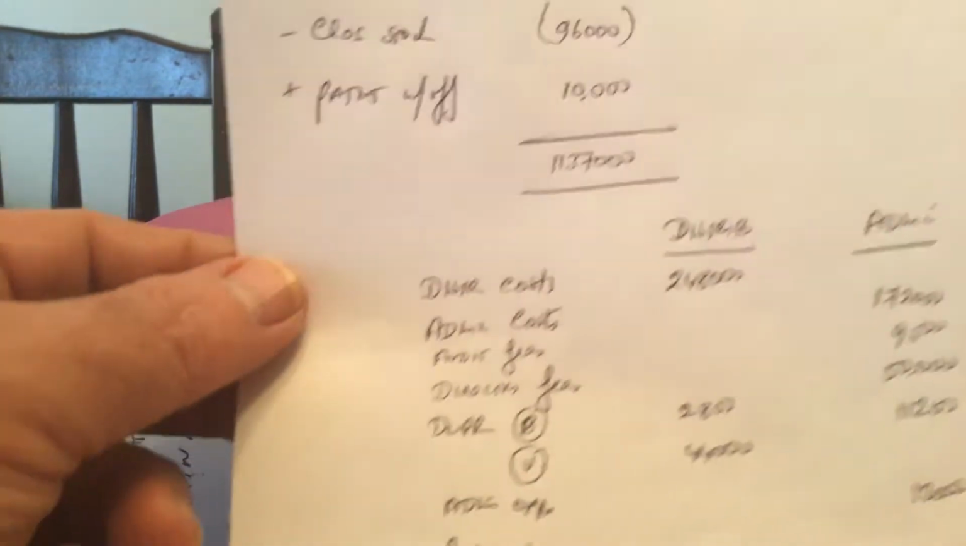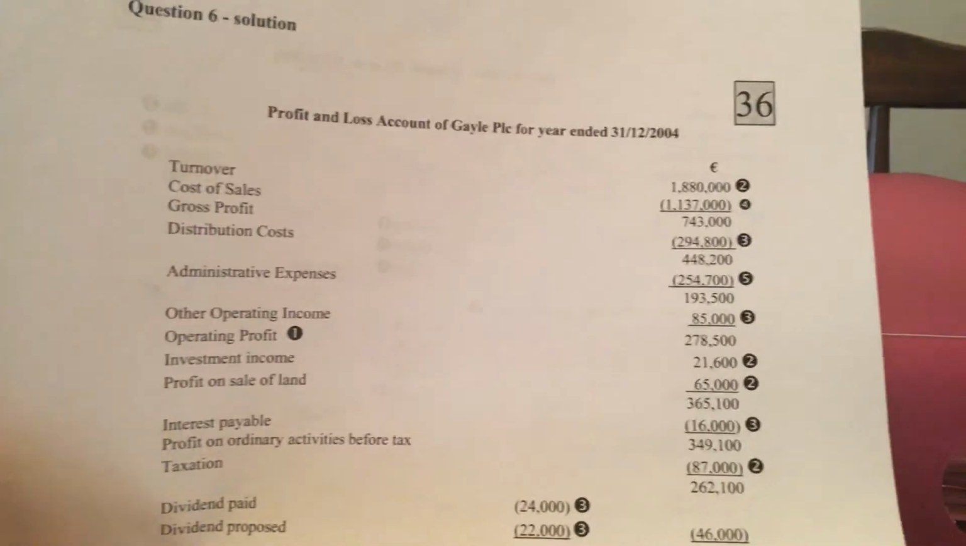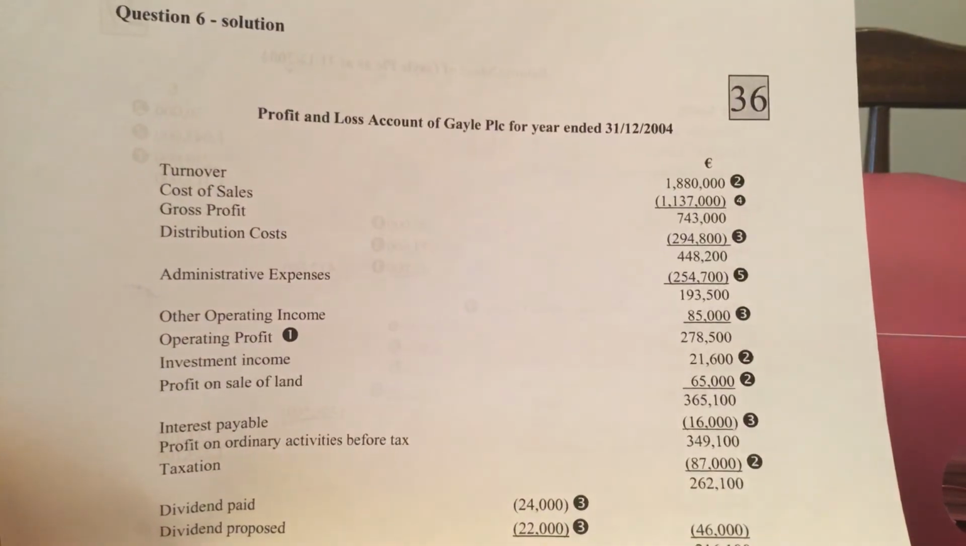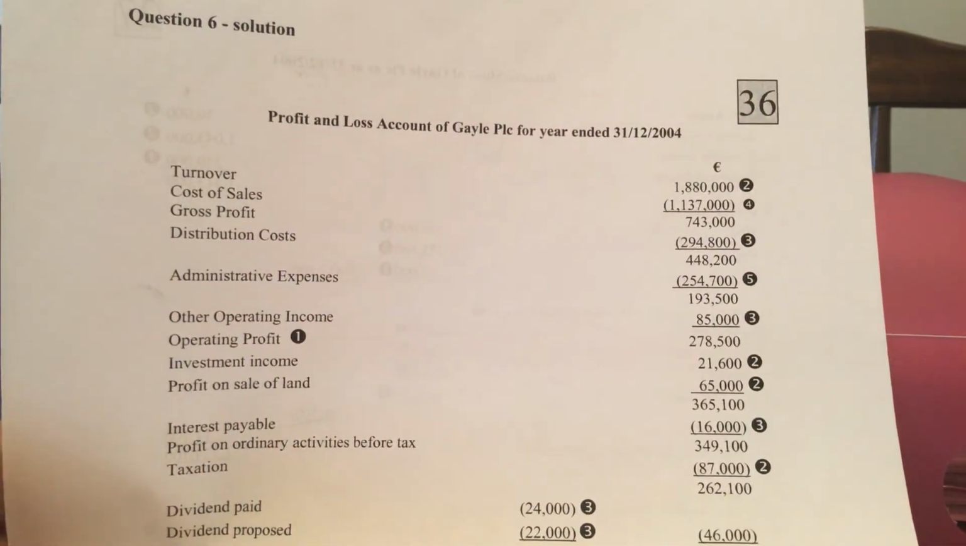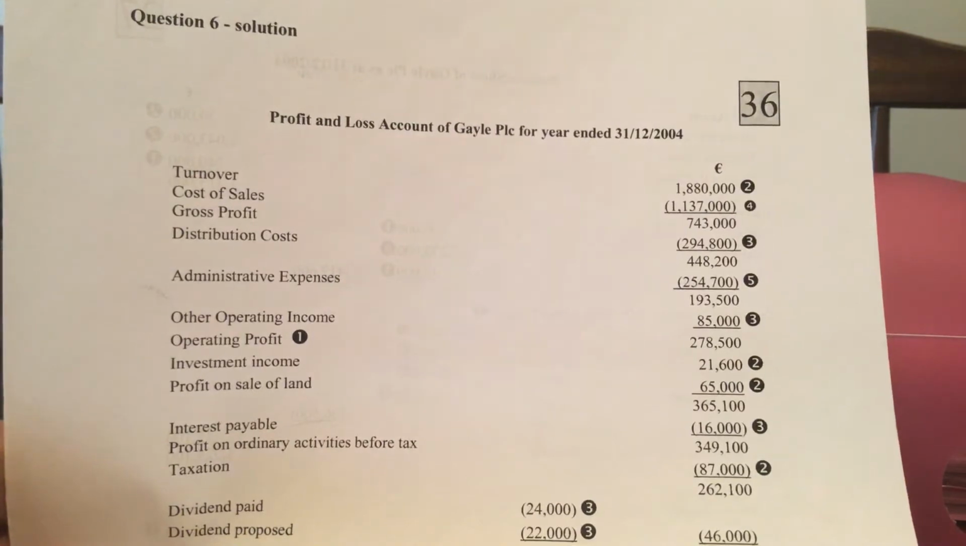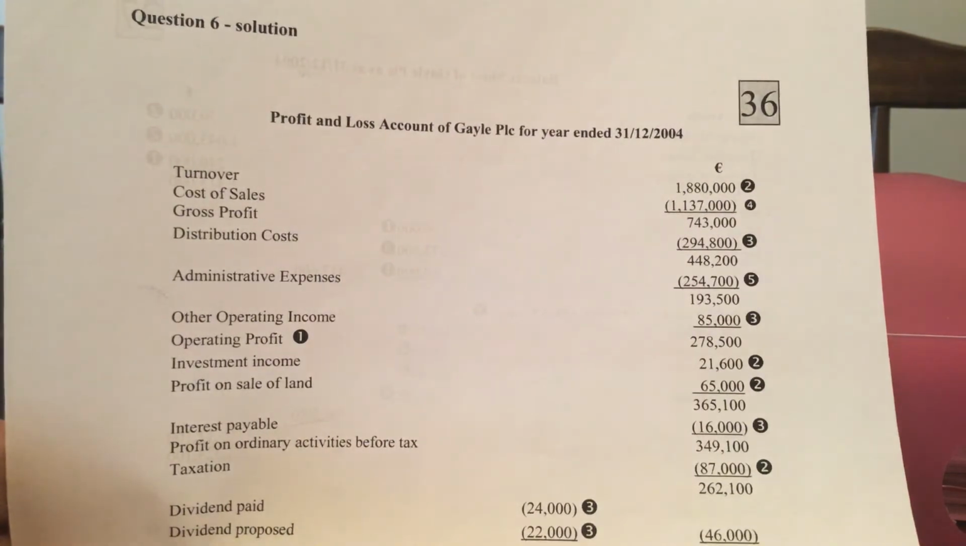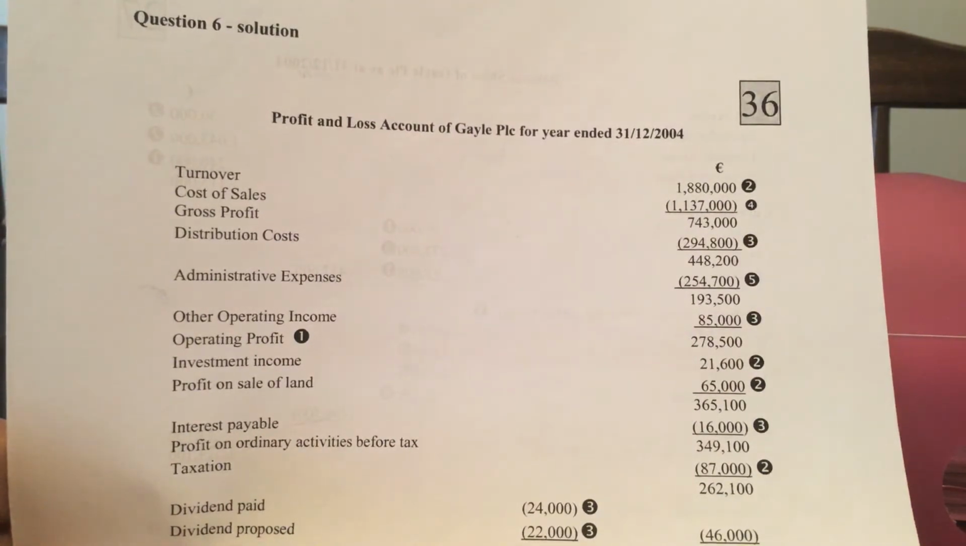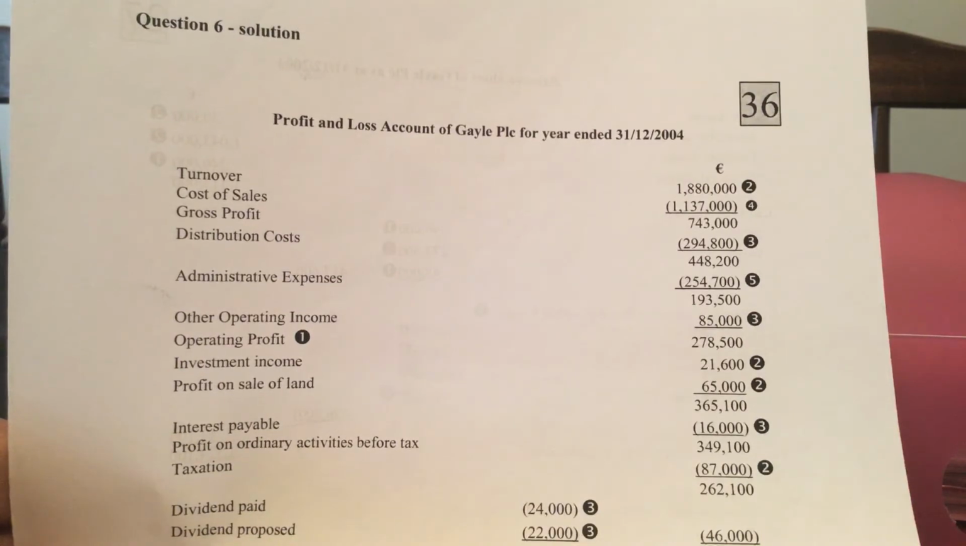So that gives you 1,137,000. So back again now to the question. That gives us 1,880,000 minus 1,137,000, which gives us a gross profit of 743,000. Now look at the next three headings. You have distribution, administrative expenses, and other operating income.